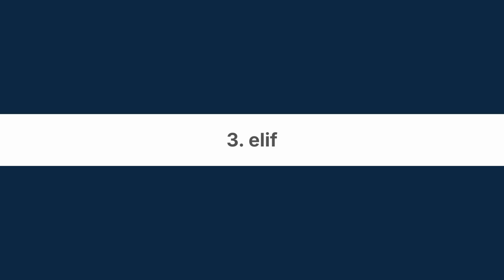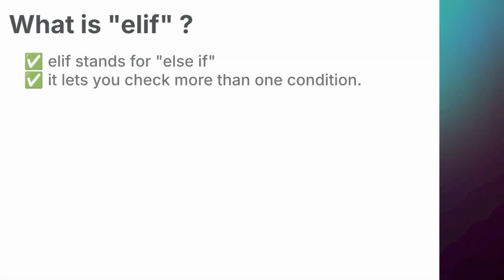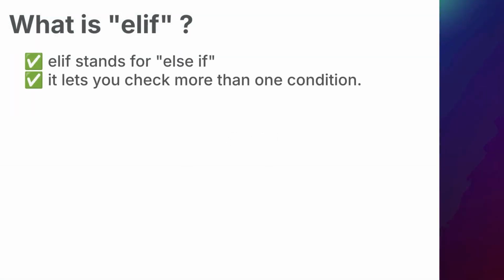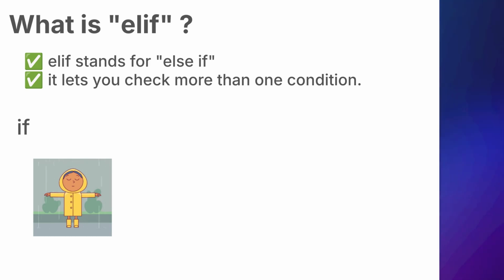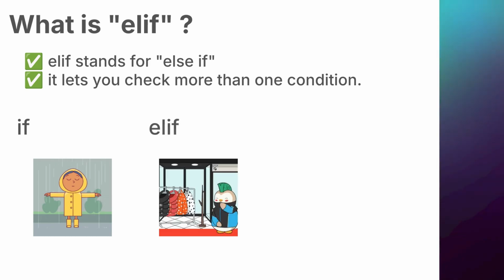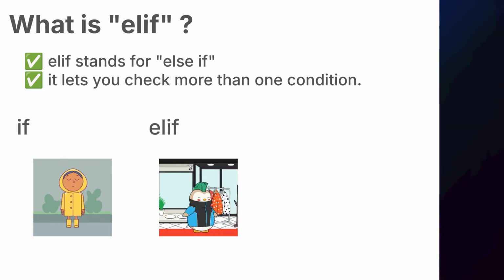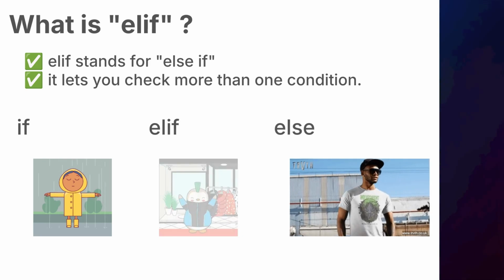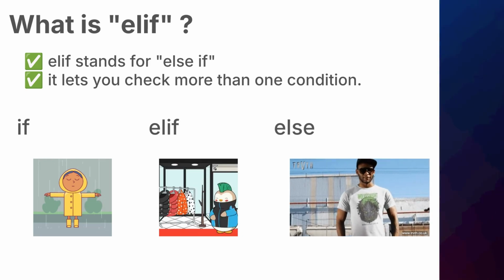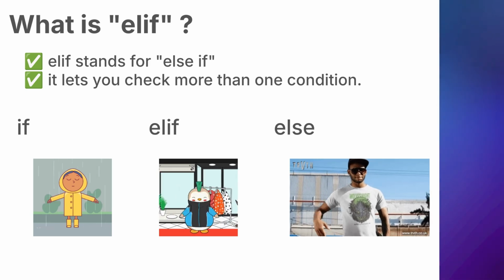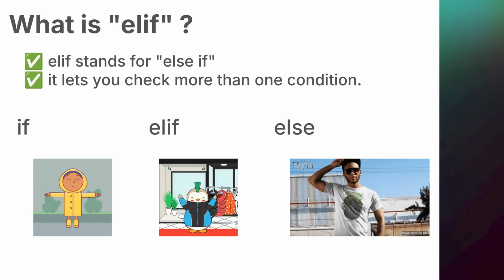3. Elif. What is elif? Elif stands for else if. It lets you check more than one condition. Think of it like this. If it's raining, you wear a raincoat. Else, if it's snowing, you wear a coat. Else, you wear a t-shirt. It helps your program choose between many options, like giving grades, checking age groups, or picking game levels.